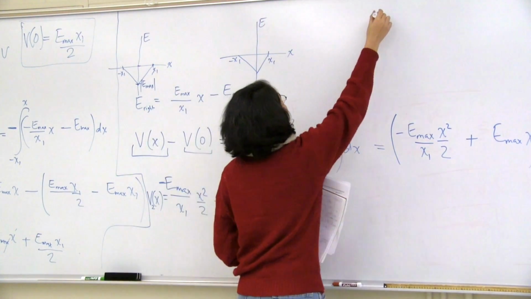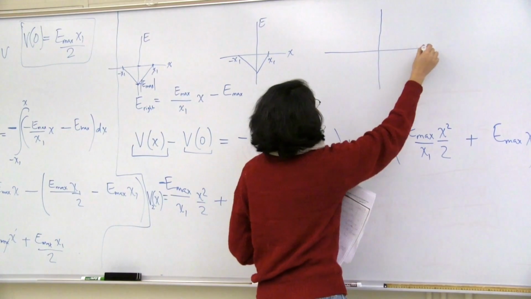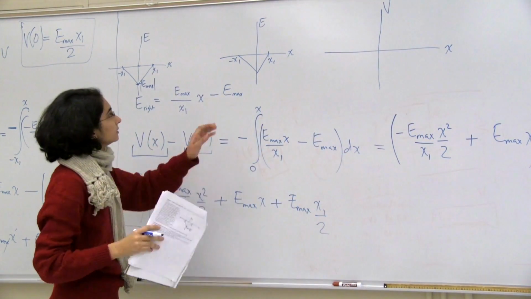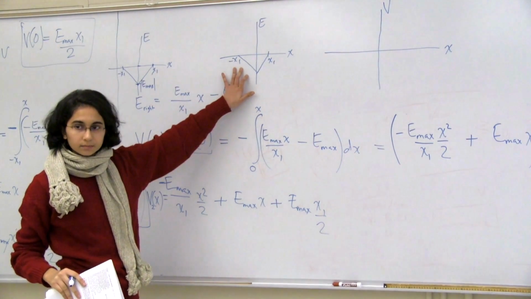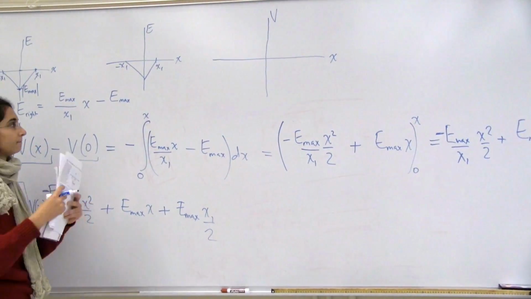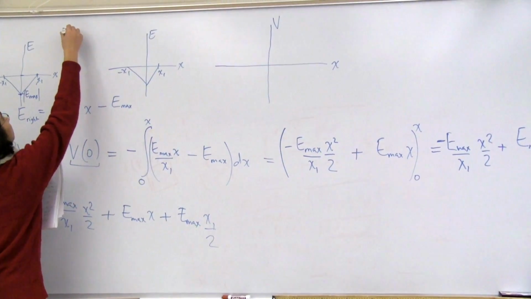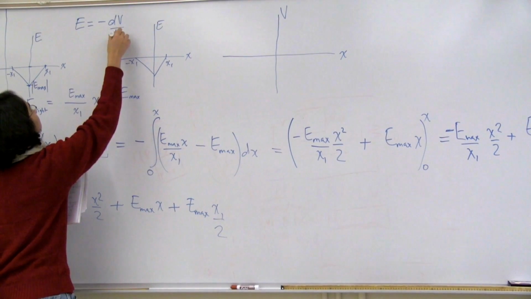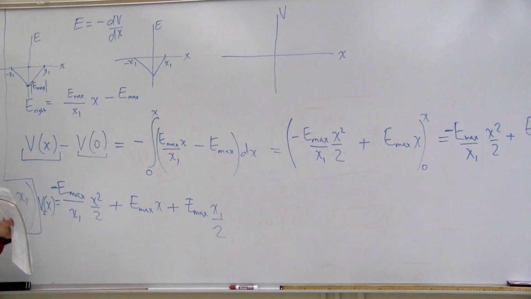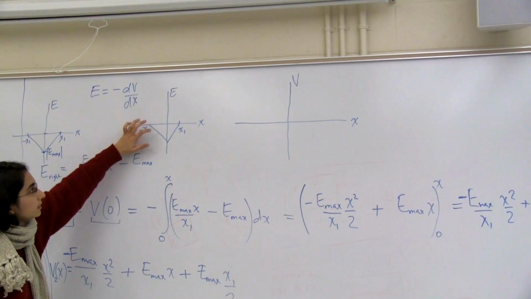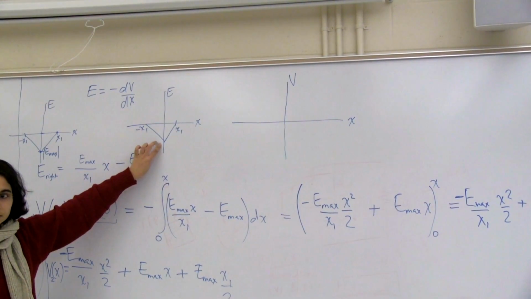And I want to get a V versus x. So E is the negative slope of V, right? E is equal to negative dV/dx. Yes? So what is happening to the slope of V as I move from negative x1 to 0?